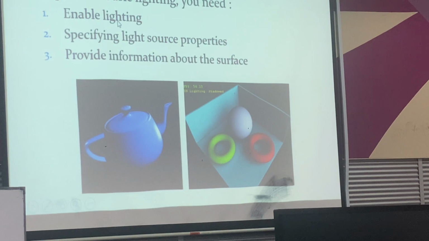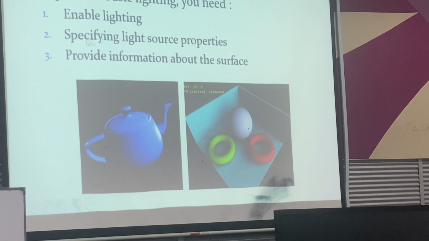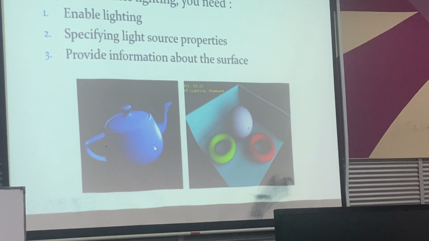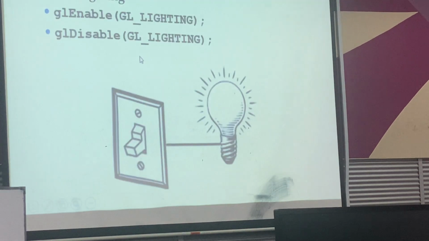First thing is to enable lighting, which means you turn on your lighting. Then specify your light source properties: where you want to put your light source, the position and intensity, what color the light source is and where to put it. Then the third step is to provide information about the surface: is it a shiny surface or a rough surface. So 3 steps, going one by one.